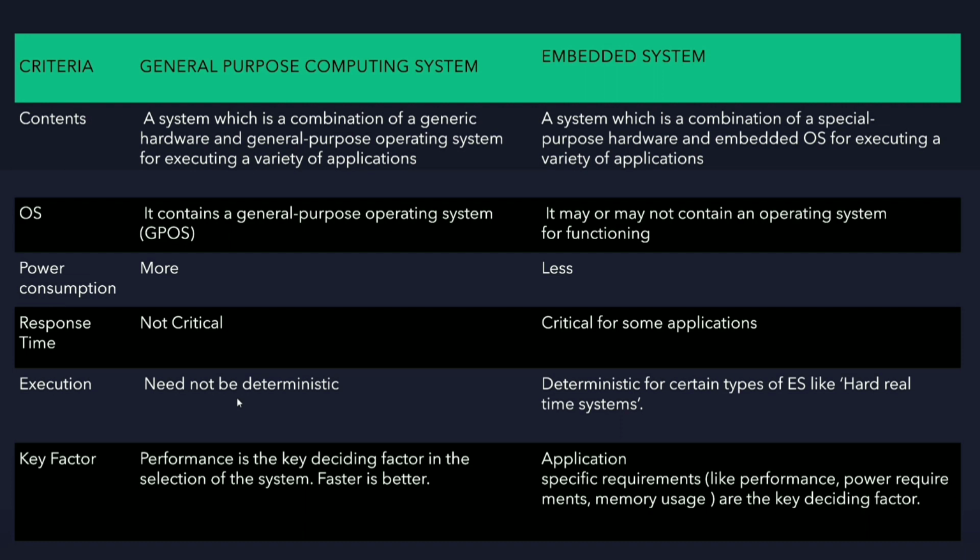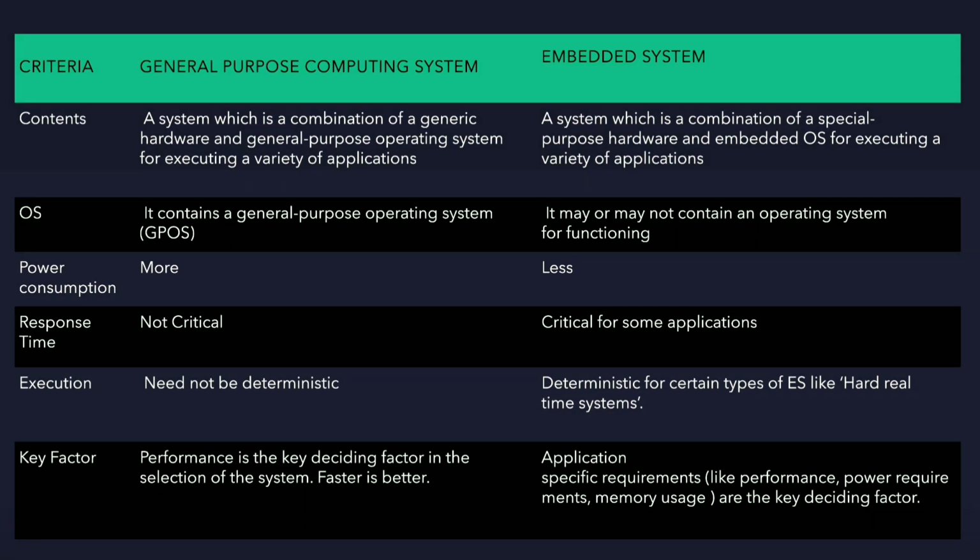On the criteria of key factor, the performance of the general purpose computing system is the key deciding factor in the selection of the system. The faster, the better. Whereas for an embedded system, application specific requirements are the key deciding factors, like performance, power requirements or memory usage. This is the basic difference between a general purpose computing system and an embedded system.